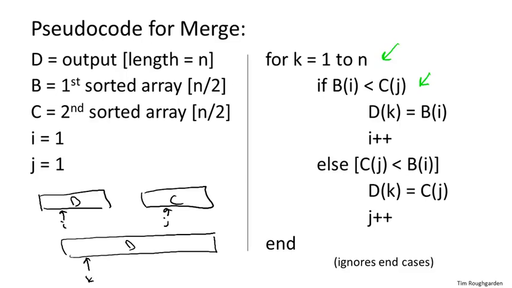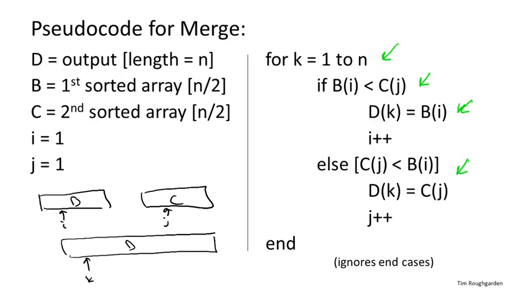B and C, by virtue of being sorted, the minimum element remaining has to be the next one available to either B or C. So you just proceed in the obvious way. You compare the two candidates for the next one to copy over. You look at B of i, you look at C of j. Whichever one is smaller, you copy over. So the first part of the if statement is for when B contains the smaller one. The second part, the else statement, is for when C contains the smaller one. Okay, so that's how merge works. You go down B and C in parallel, populating D in sorted order from left to right.